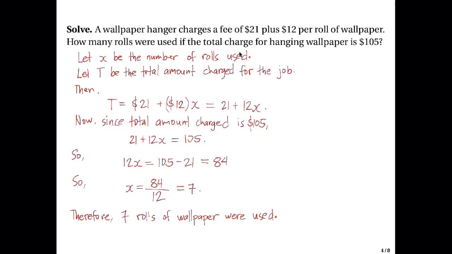X is the number of rolls used. And then the conclusion: therefore, 7 rolls of wallpaper were used. So these two parts here, the presentation of the variable and the conclusion, are as important as this middle part here.